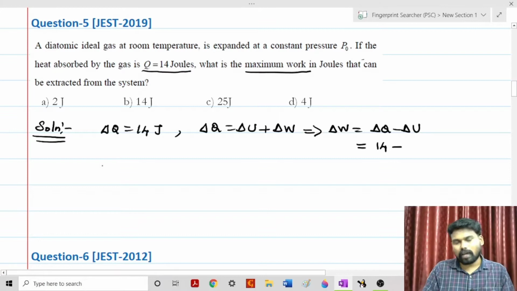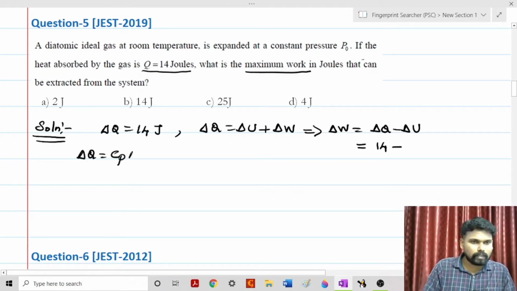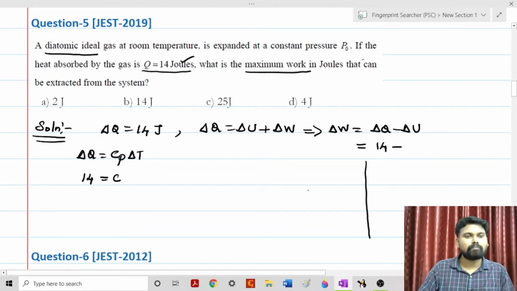So here you have two important equations to use. Here this delta Q can be written as Cp times delta T. For 1 mole of a gas, you can write delta Q as Cp delta T. If we substitute here, you know that delta Q is 14, it is given in the question, and it is given that it is a diatomic ideal gas. For diatomic gas, what is Cp? How can we find Cp? What is the degree of freedom for diatomic gas?